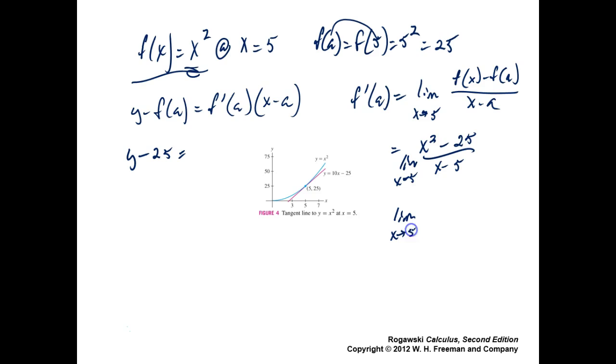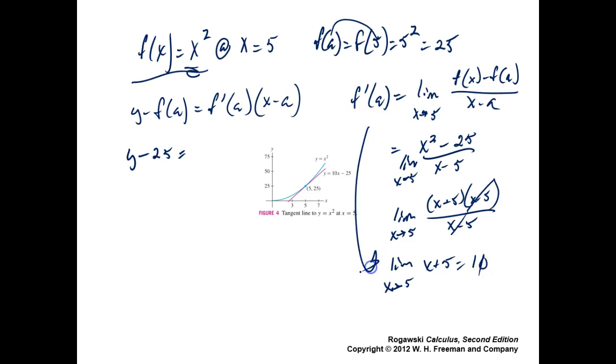It's what again? Factor. Excellent. And what does that give you? x plus 5 times x minus 5 over x minus 5. The x minus 5's go out, and the limit as x approaches 5 of x plus 5 is, say again? 10. Excellent. Now we got our f prime of a.